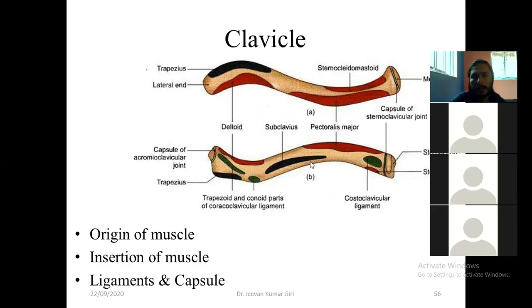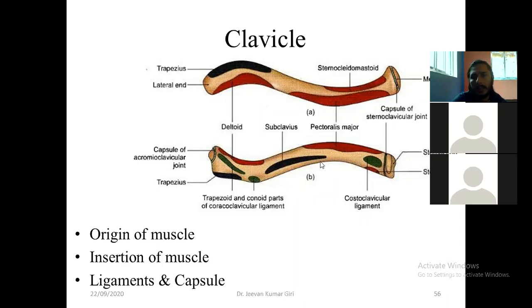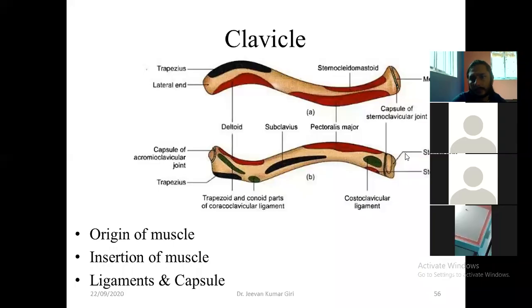Okay. Now see here. Now you will see the ligaments here. There are two ligaments. So see, this is the conoid tubercle and this is the trapezoid ridge. In the conoid tubercle, there is the attachment of the conoid part of the ligament, whereas in the trapezoid ridge, there is the attachment of the trapezoid part of the ligament. The name of that ligament is the coracoclavicular ligament.